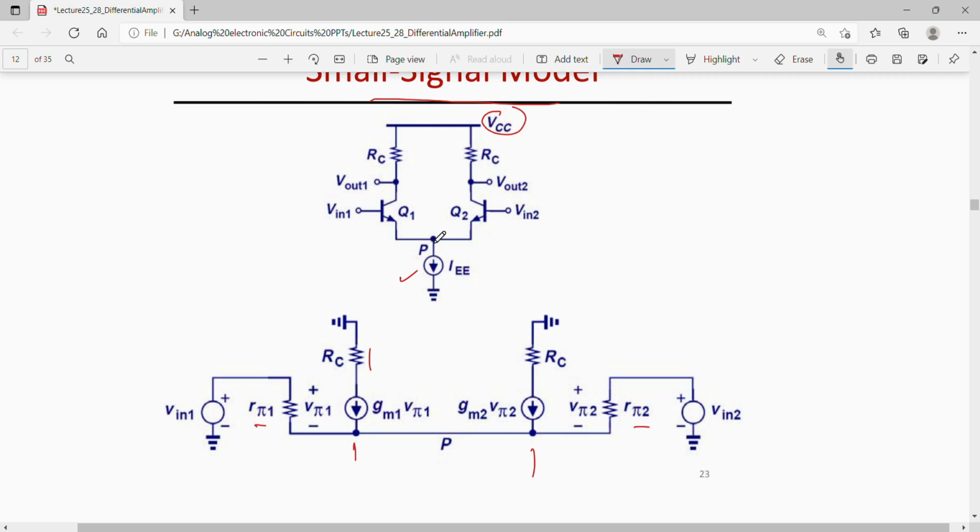When I divide this circuit into two halves, in one half I'll have RC. For example, Q1 will contain RC, V in 1, and this tail current source. So this will be divided, that is, I'll have IEE by 2 here. IEE by 2, in both these circuits.